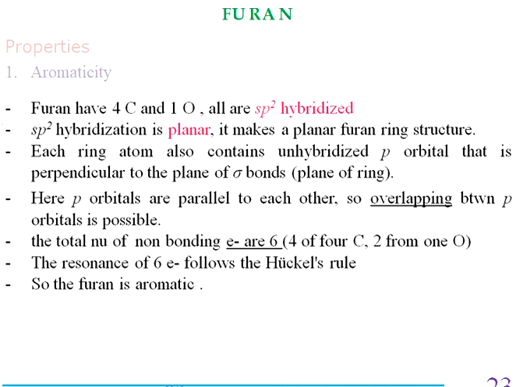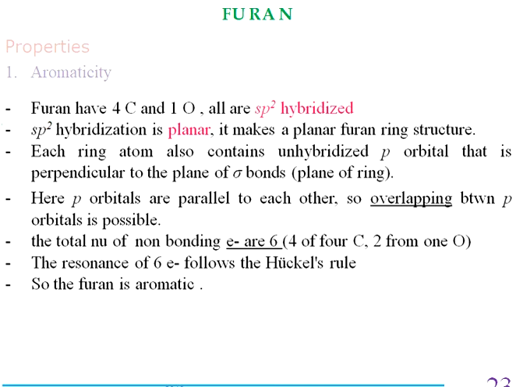And since the p orbitals are parallel to each other, they facilitate the overlapping of p orbitals with each other. And the total number of pi electrons is 6, 4 from the carbon atoms and 2 from one of the lone pairs of the oxygen atom. And this results in the fulfillment of the requirement of Huckel's rule.